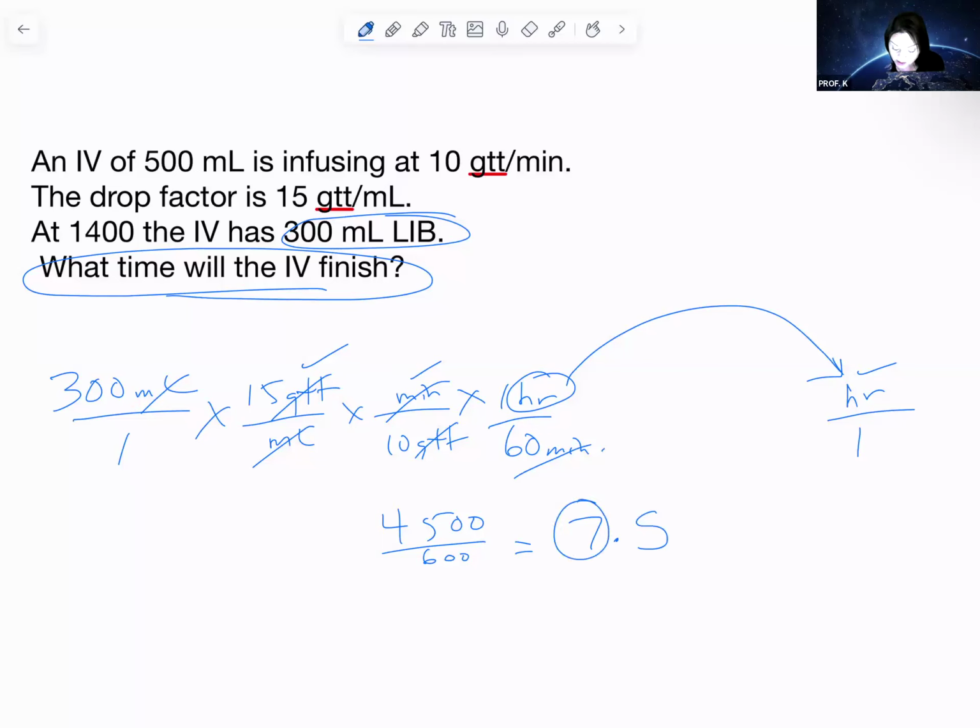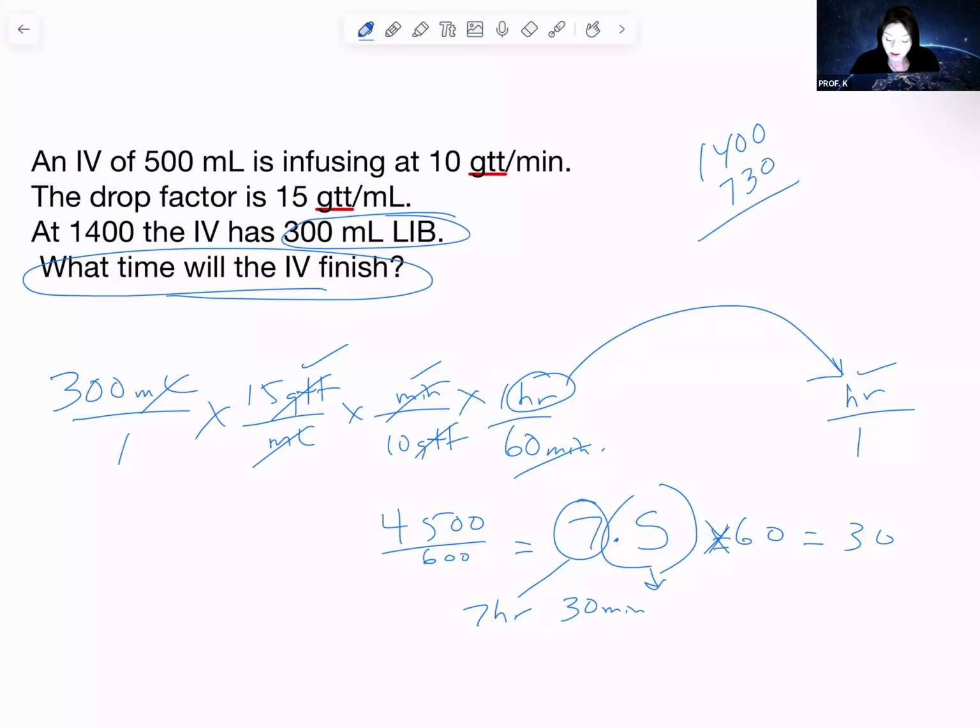So anything before the decimal is hours, 7 hours. So 0.5 represents minutes. I don't know 0.5 minutes. So 0.5 times 60 is 30. So 7 hours and 30 minutes. Well, I walked in at 1400 and I have to go back in 7 hours and 30 minutes so the IV doesn't go dry. And that will give me a grand total of 2130. I'm going to walk back in that room with a brand new bag at 2130.